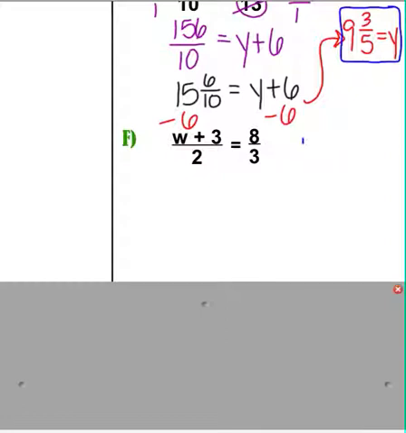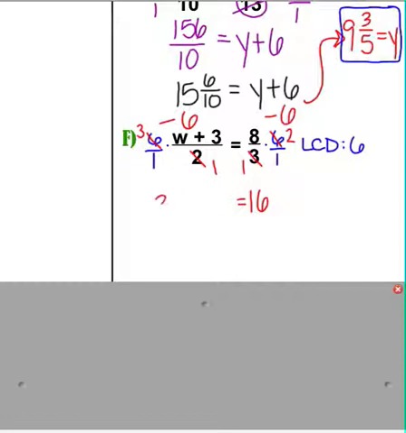I'm going to choose to use the LCD method. In this case, our LCD is 6. So when I go ahead and multiply both sides by 6 over 1, I'm going to result in having the 3 cancel to be 1, 6 becomes 2 because it's divisible by 3, 8 times 2 is 16. On the other side, 2 becomes 1, 6 divided by 2 is 3.